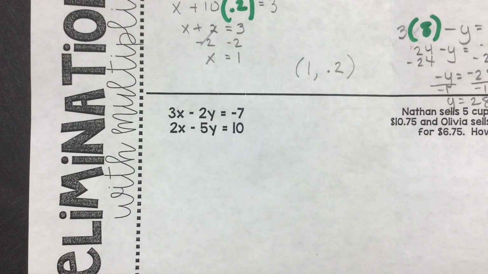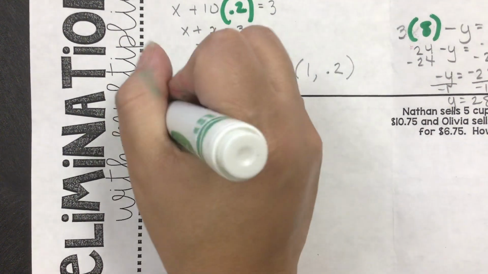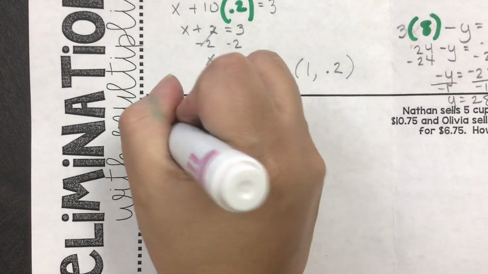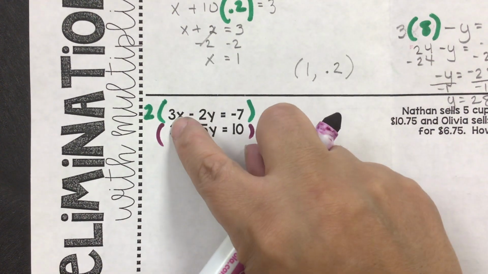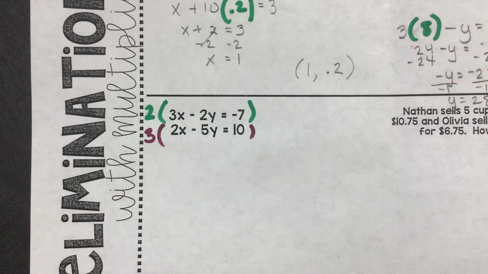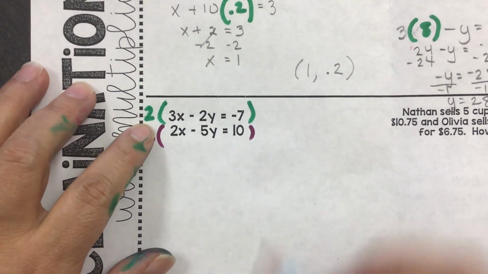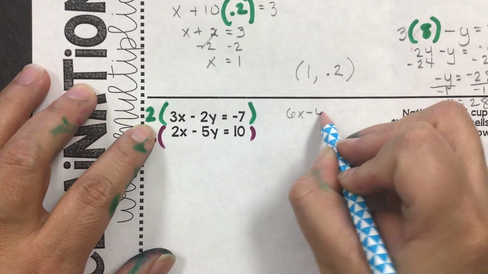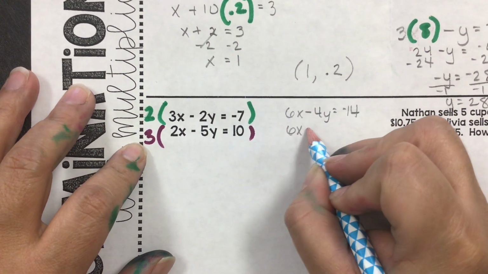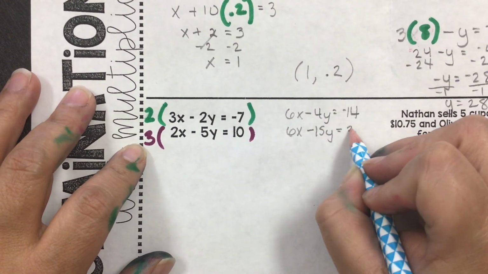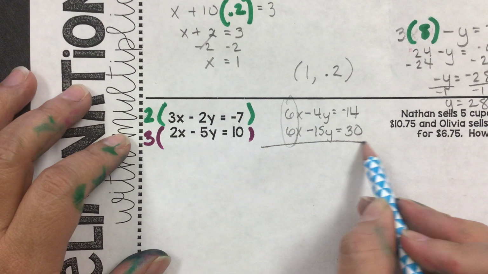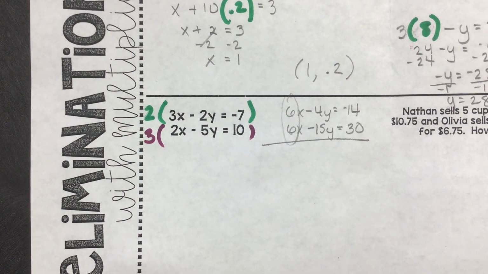Let's take a look inside. We're going to go ahead and multiply that top equation by 2 and the bottom equation by 3. And all I did was take the number in front of the x and switch them. We did this in the front, so that gives me 6x minus 4y is equal to negative 14. And this one is 6x minus 15y is equal to 30. Don't forget, what you're looking for is the same coefficient, and if they're the same sign, we subtract.